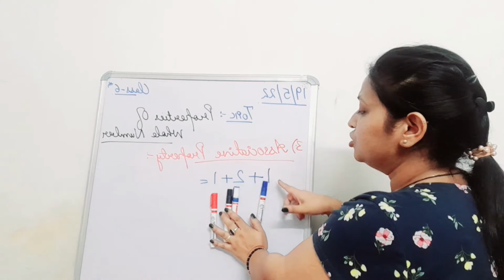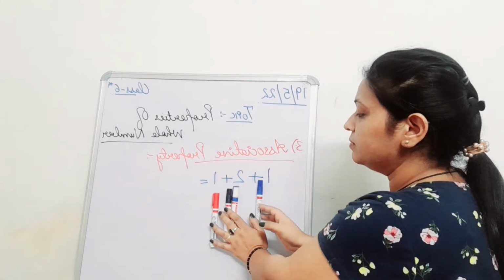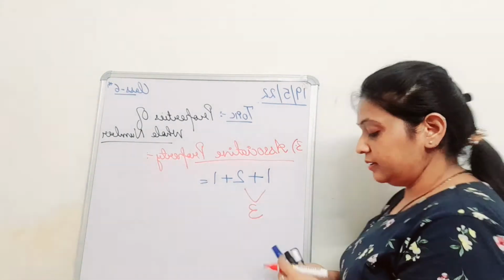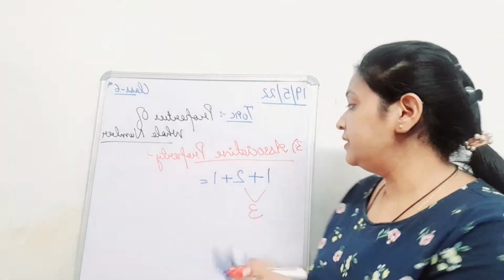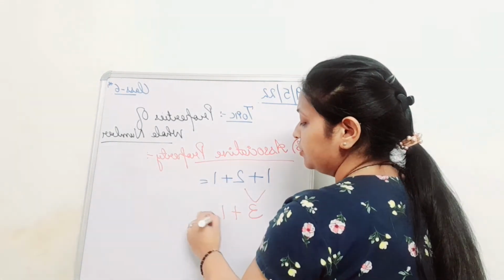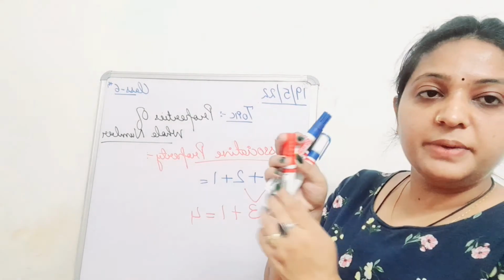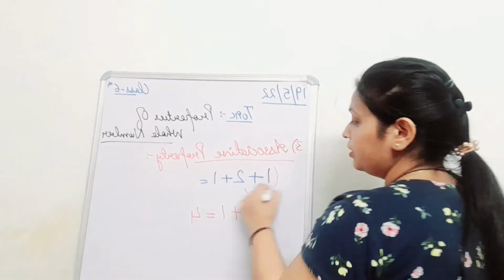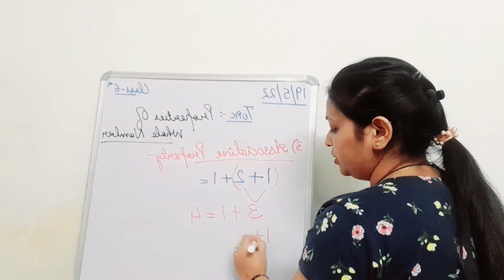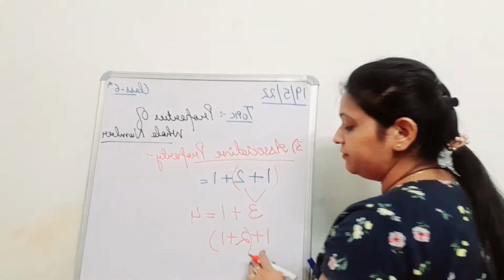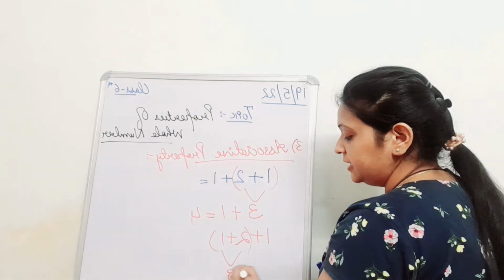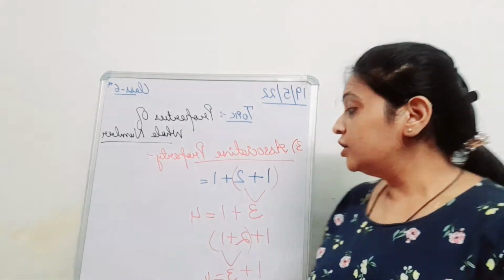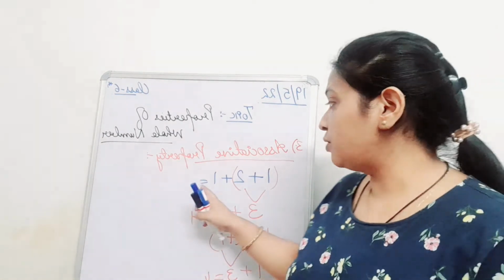Now we will add it. 1 plus 2 we have 3, and 3 plus 1 will be 4. Now if I want to change their grouping, 1 plus 2 plus 1, it's up to me. If I add 2 plus 1 first, here I will get 1 plus 3. So again the answer will be the same, 4, right? So grouping doesn't matter in the associative property.